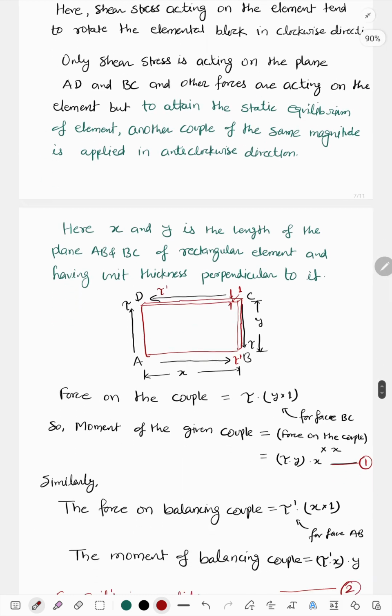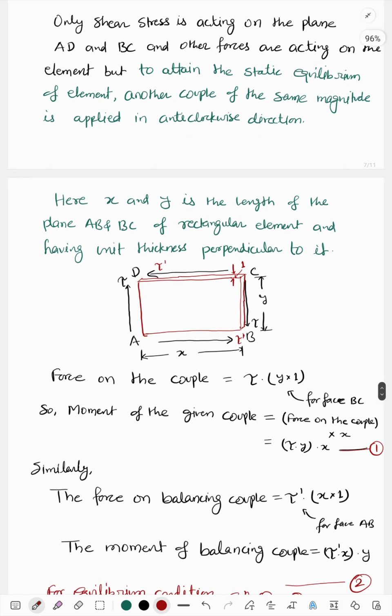Now we'll define the force on the face. How is it defined? Area into shear stress. Shear stress tau is acting on faces AD and BC. So the force on the couple: shear stress tau acts on the face with unit thickness and length y. As it is a rectangular cross section, the area is y into 1, so force is tau into y into 1 for face BC, and the same way we can take AD also. So moment is force on the couple into x.